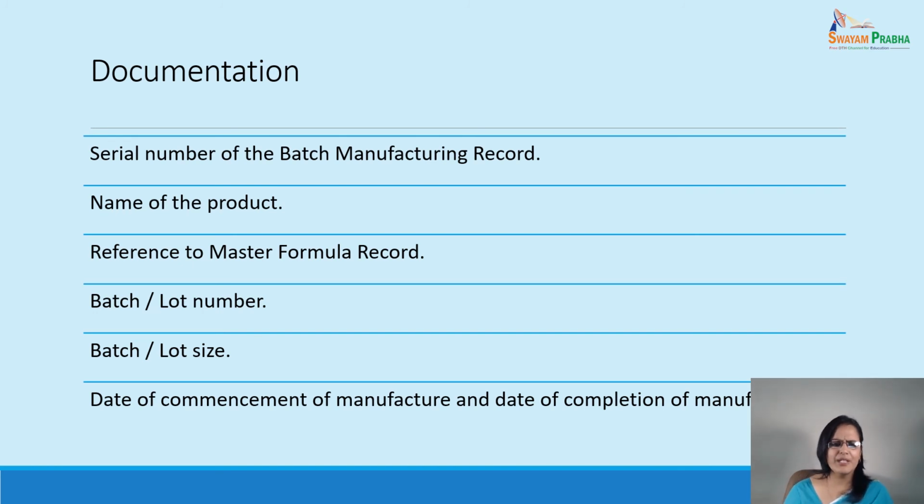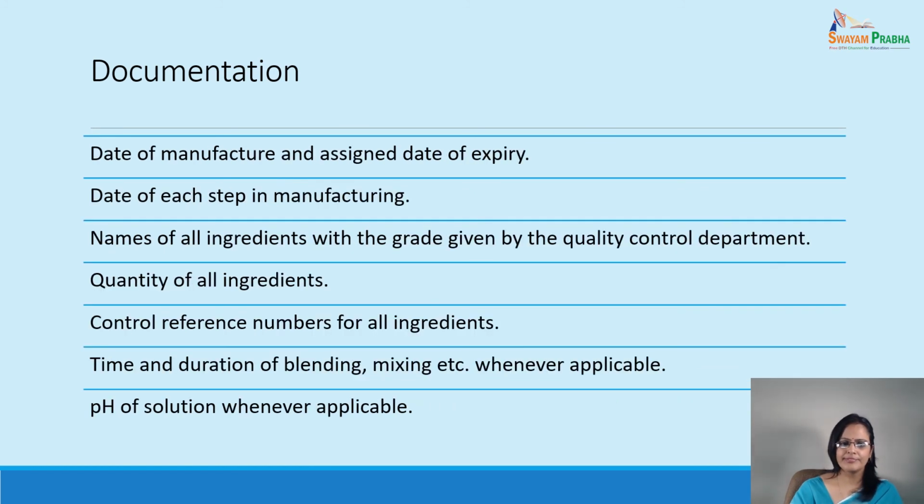Serial number, name of the product, reference to master formula record, batch number, lot number, size number, date of commencement of the manufacturing and date of completion of the manufacturing. All these things are mentioned. Date of manufacturing and assigned date of expiry, date of each step of manufacturing, quality of all ingredients, control reference number, pH of solution whenever applicable, time and duration of the blending and mixing. Each and everything is documented.